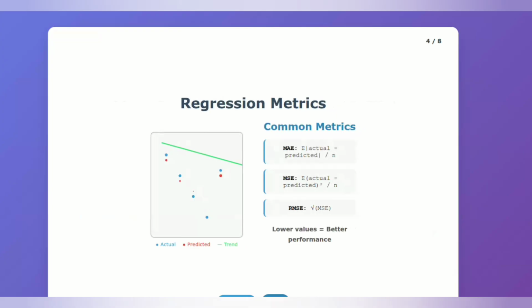For regression tasks predicting continuous values, common metrics include mean absolute error, MAE, mean squared error, MSE, and root mean squared error, RMSE. These quantify the average magnitude of errors between predicted and actual values. Lower values are better for these metrics.